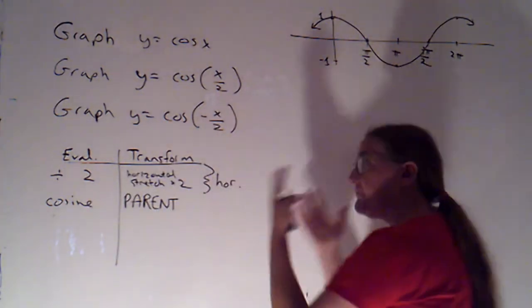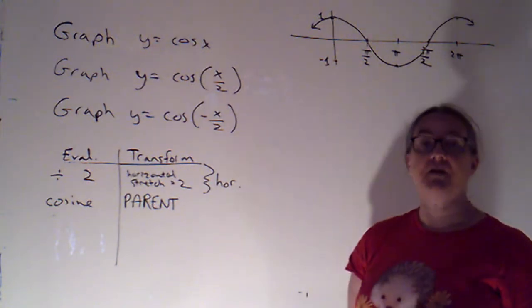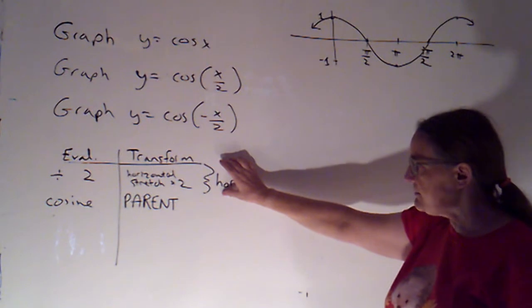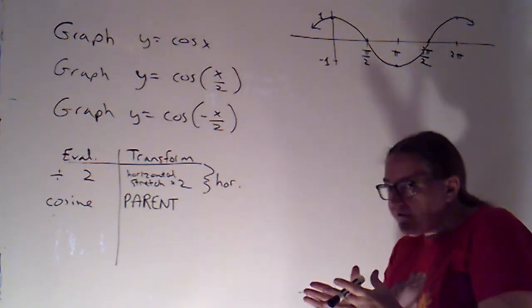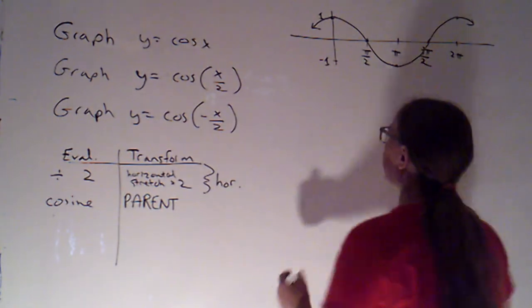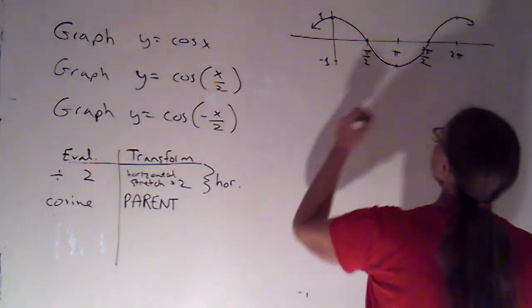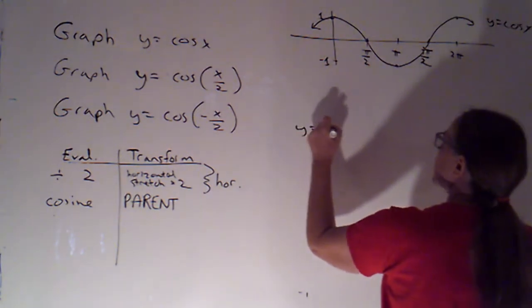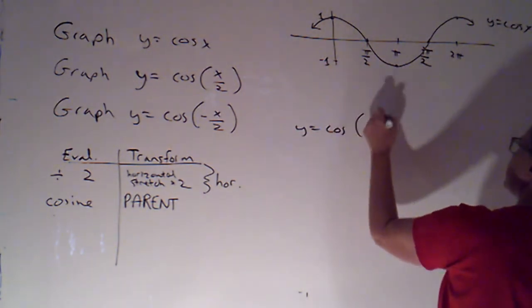Now, since I'm dividing by 2 before I plug into cosine, that means this is a horizontal transformation. Counterintuitive. Dividing by 2 I think of as making things smaller, but we're going to stretch things and make everything twice as big. And of course, I accomplished that. Let me just label that this was y equals cosine x. Now I'm going to graph y equals cosine of x over 2.